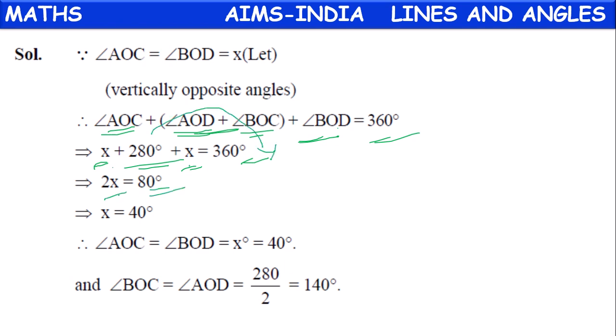Because 280 this side comes minus 280. 360 minus 280, 80 degrees. X equal to 40 degrees. X means what? AOC or BOD equal to 40 degrees.